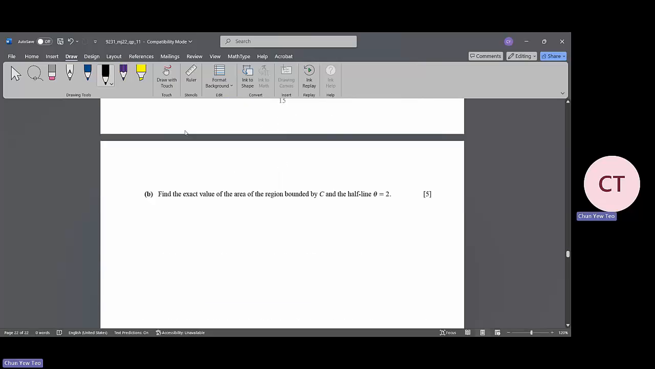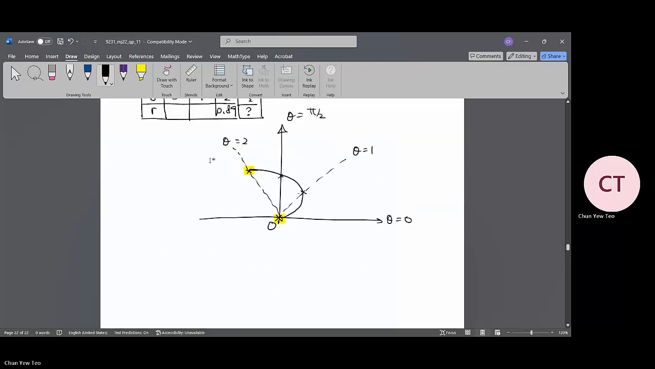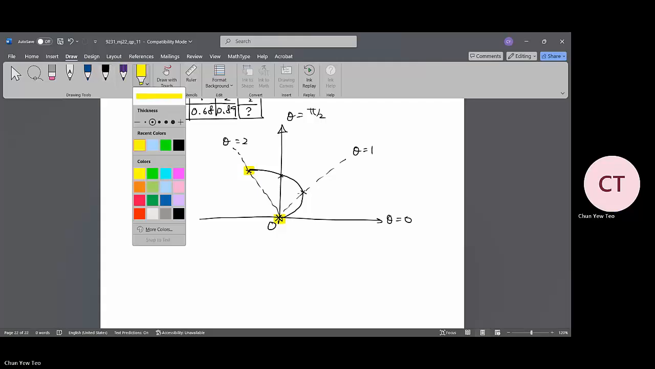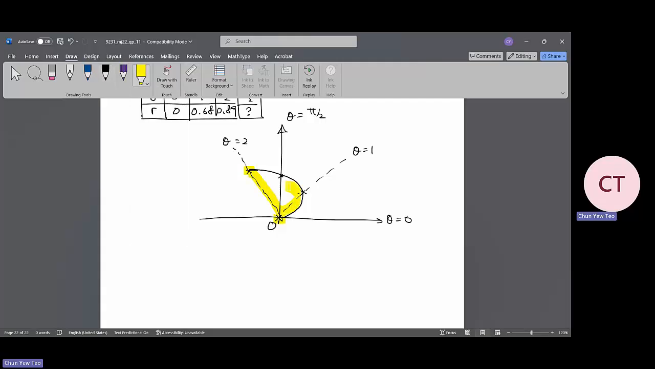So now we move on to the 6B. Find the exact value of the area of the region bounded by the curve C and the half line of theta equal to 2. So that means we are looking for this area. So what is the meaning of half line? Okay, so theta equal to 2, if you extend it, this is a full line. Okay, so if they say half line, that means I just only take half of it, like this, half line. So this is what it means by half line.